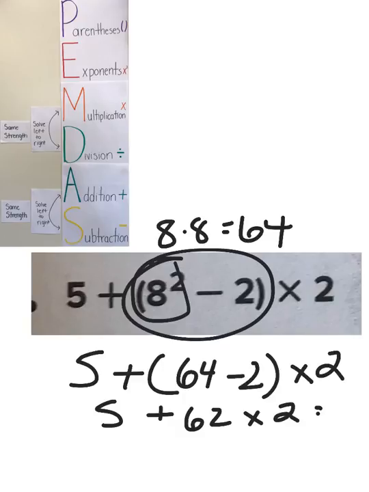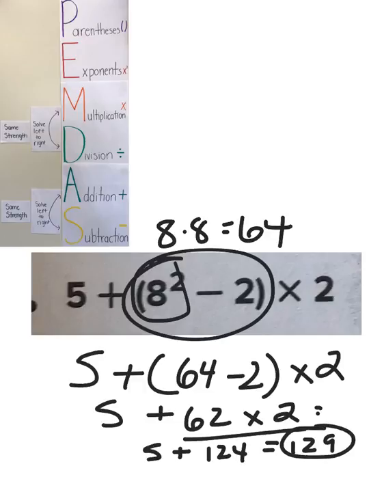Going through again, no more parentheses, no more exponents. Multiplication and division, yes. I'll have to do this before I do anything else. And I'm going to rewrite. And 62 times 2 is 124. Only addition left, 5 plus 124, 129. And that's the answer.